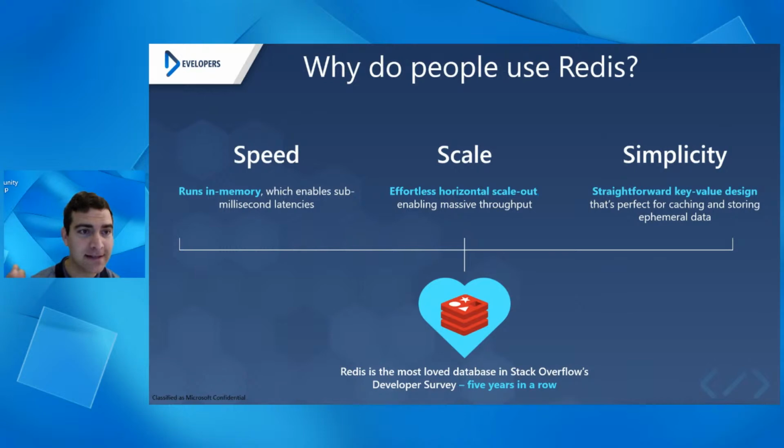The result of this is that Redis was the most loved database in the annual Stack Overflow survey for 5 years in a row. That streak actually was broken last year. Postgres just barely beat out Redis. Redis was number 2, but it's still right up there. So we'll see what happens in 2024.